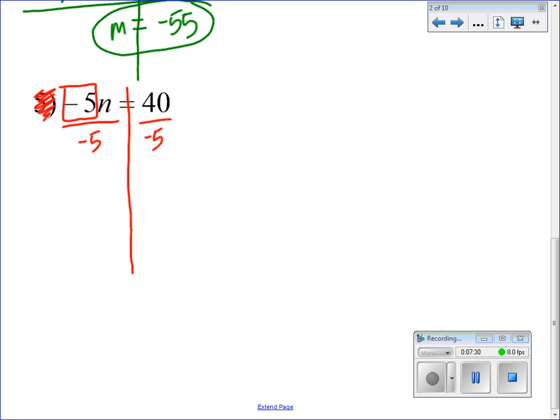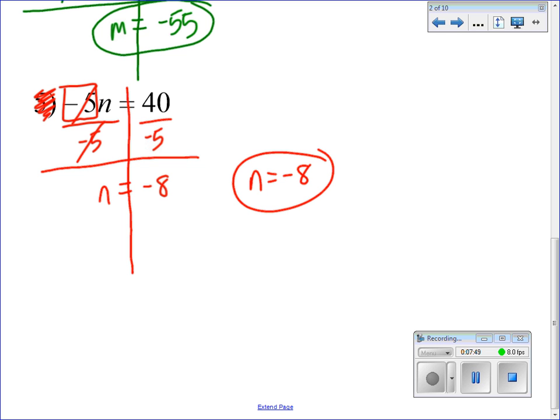Notice again I'm using the fraction bar for division. I'm not using this old-fashioned division sign. There's no need to. We're going to try to challenge ourselves here. Negative 5 divided by negative 5 cancels, and we're left with n equals 40 divided by negative 5, which is negative 8.